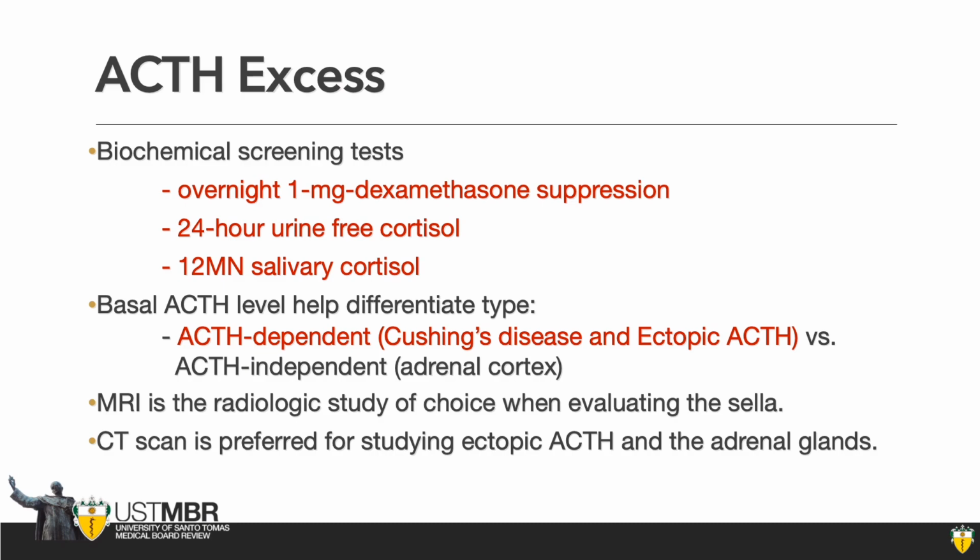hypercortisolism. And once you have hypercortisolism, then you have to differentiate whether it's ACTH dependent, meaning the excess cortisol being produced by the adrenals is due to a high ACTH from Cushing's disease or some ectopic ACTH, or is it ACTH independent, meaning the problem is an autonomous problem at the level of the adrenal cortex. And depending on the result of the ACTH, you choose: are you going to do an MRI of the pituitary or are you going to do a CT scan of the adrenals?